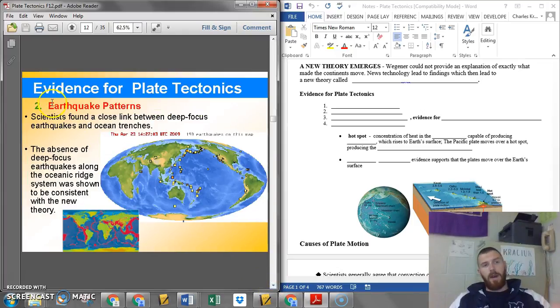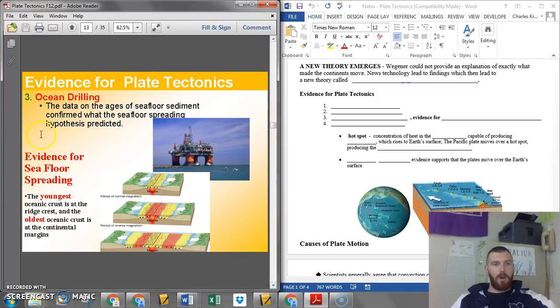We can see earthquake patterns. So scientists found a close link between deep focus earthquakes and ocean trenches. And the absence of deep focus earthquakes along the ocean ridge system was shown to be consistent with the new theory here. You can see all of the earthquake patterns kind of seem similar. Ocean drilling. So the data on ages of seafloor sediment confirmed what the seafloor spreading hypothesis predicted.